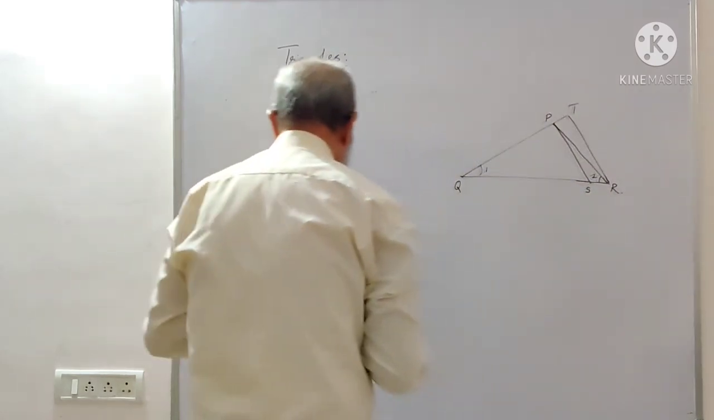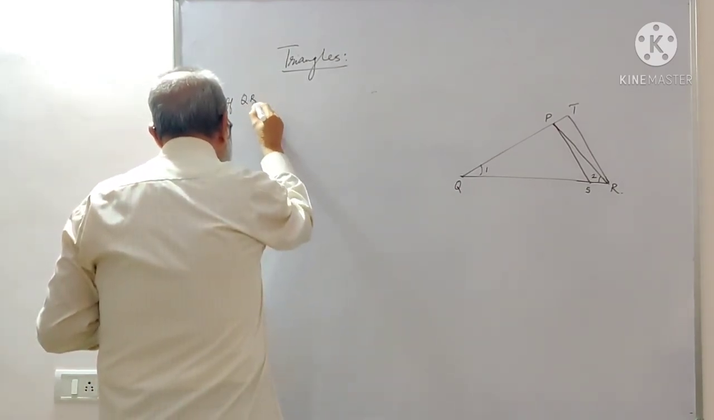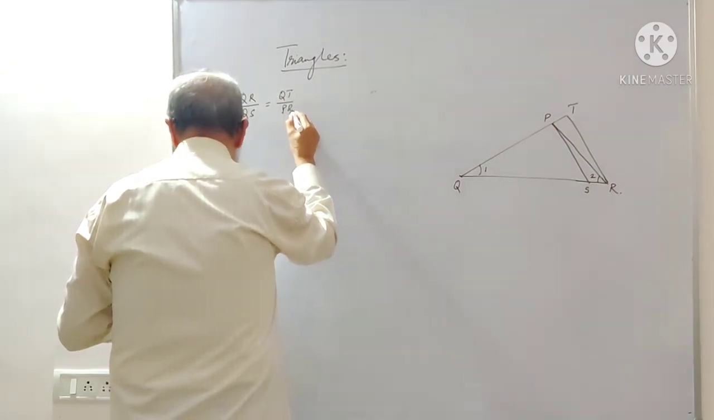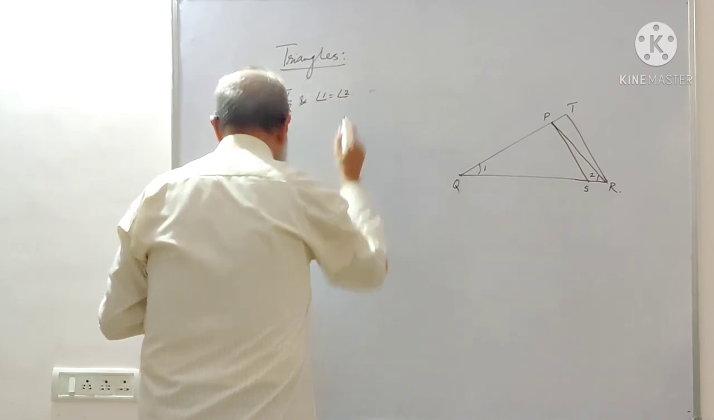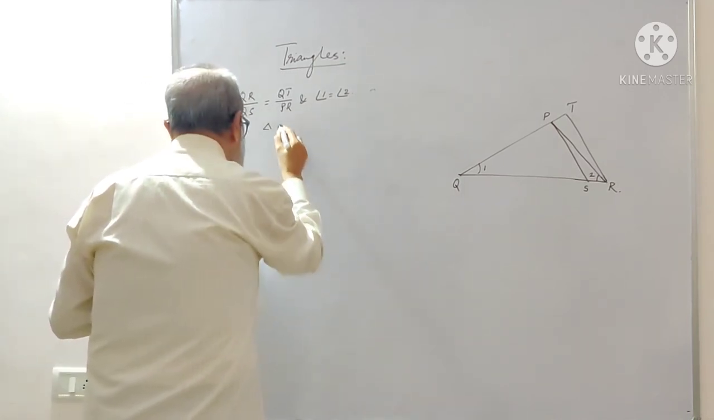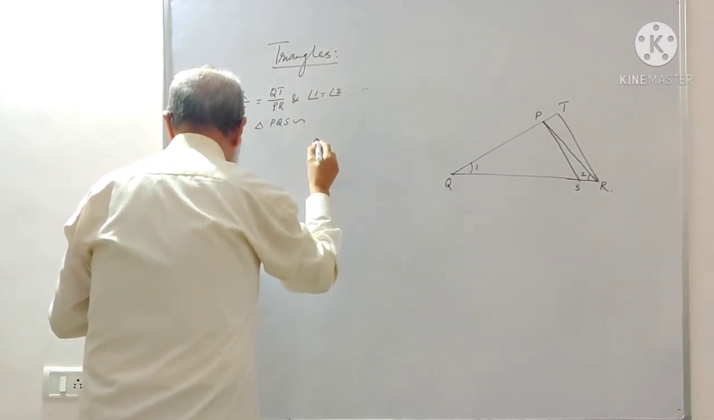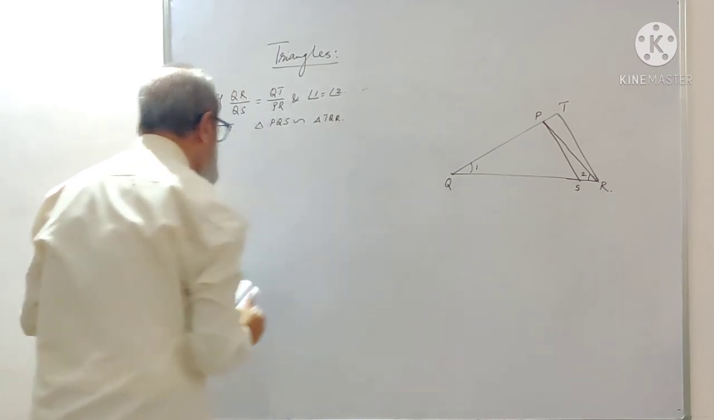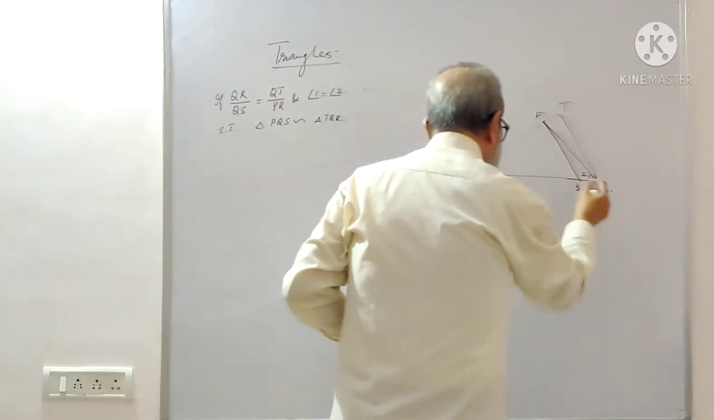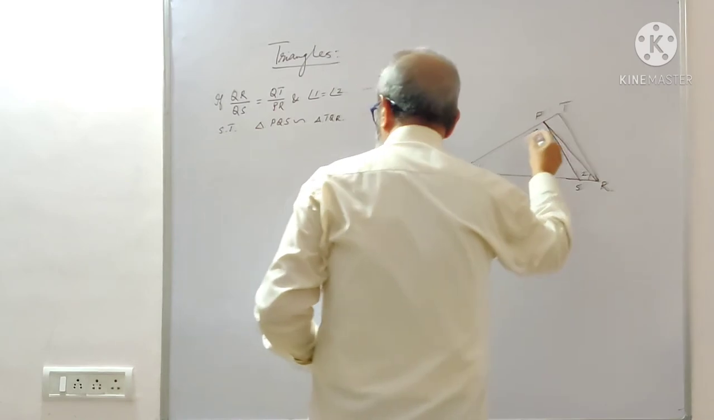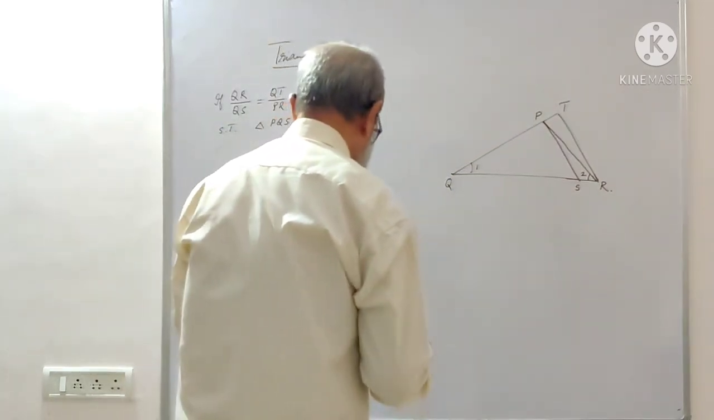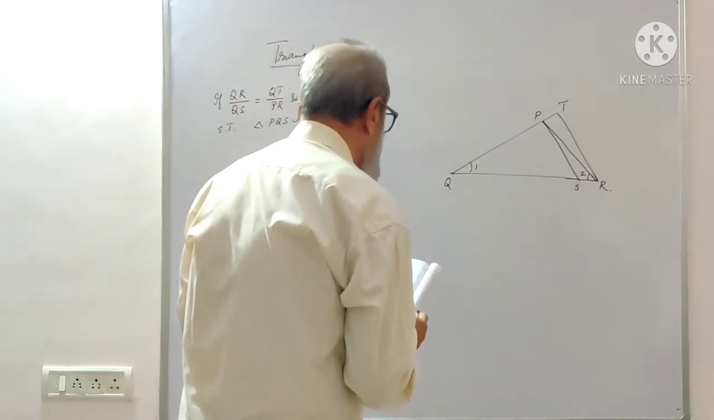He says, if QR by QS is equal to QT by PR, and angle 1 is equal to angle 2, show that triangle PQS is similar to triangle TQR. Right, this is it. So QR by QS is equal to QT by PR and angle 1 is equal to angle 2. Show that triangle PQS is similar to triangle TQR.